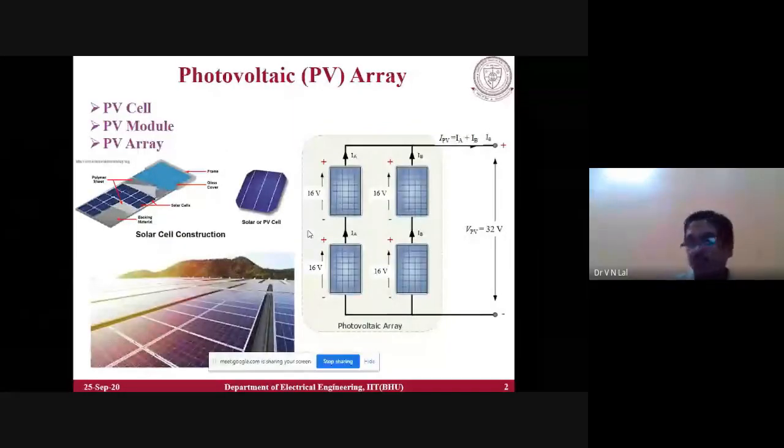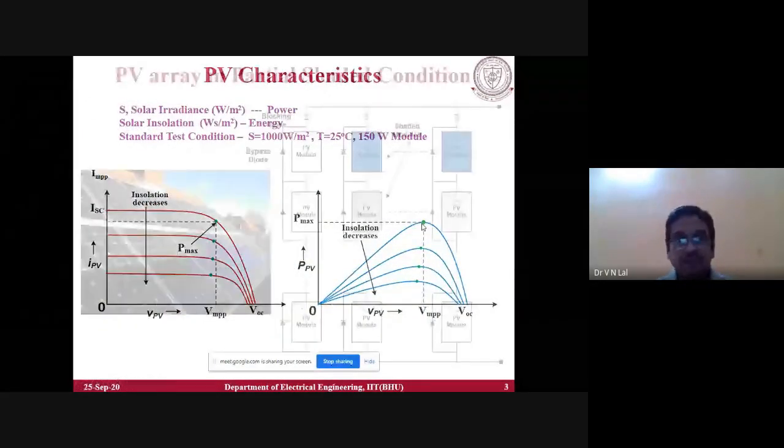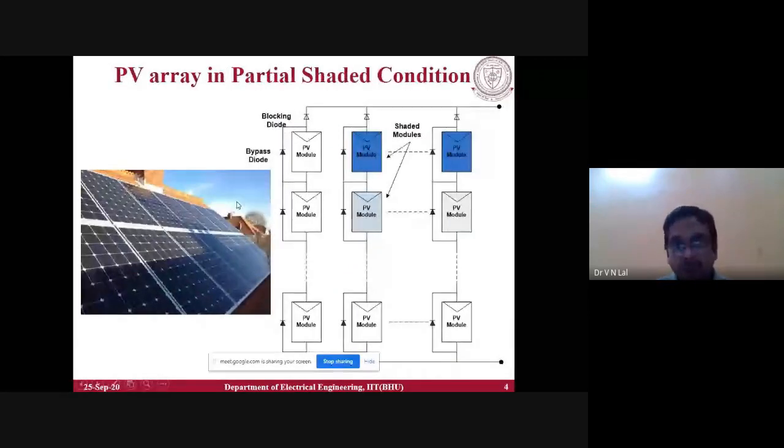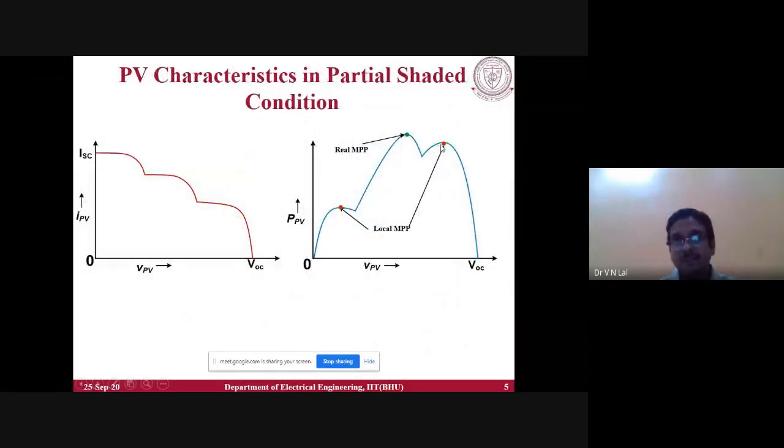So I'm just running the slide so that you can have the idea. Okay, this is the PV array. This is the solar characteristic, with one maximum power point. This is the PV array under partial shaded condition. This is a schematic of the partial shaded condition. One point you have to remember is that in partial shaded condition, there will be multiple peaks: two local peaks and one global peak. So we have to search for this global peak.